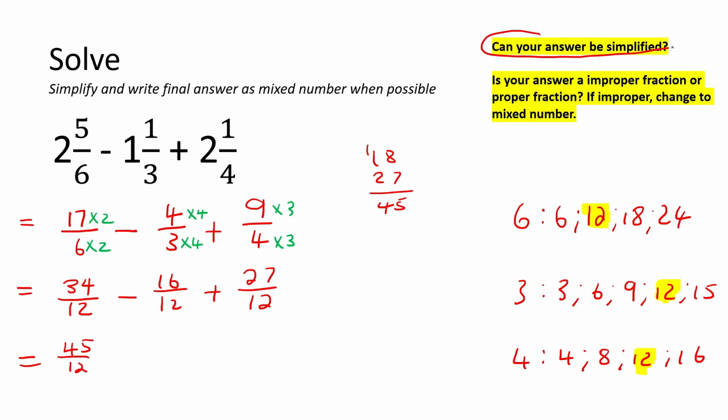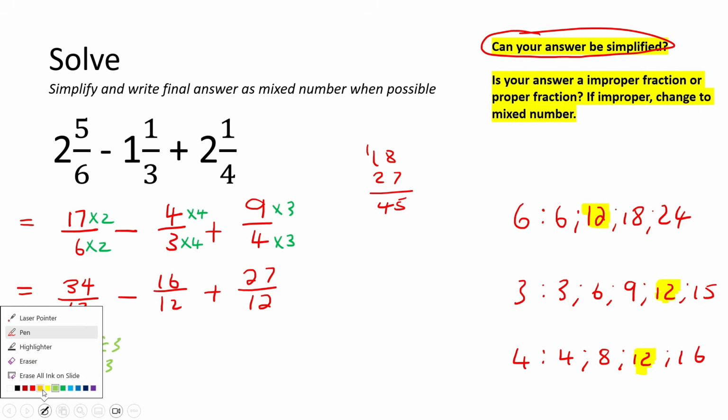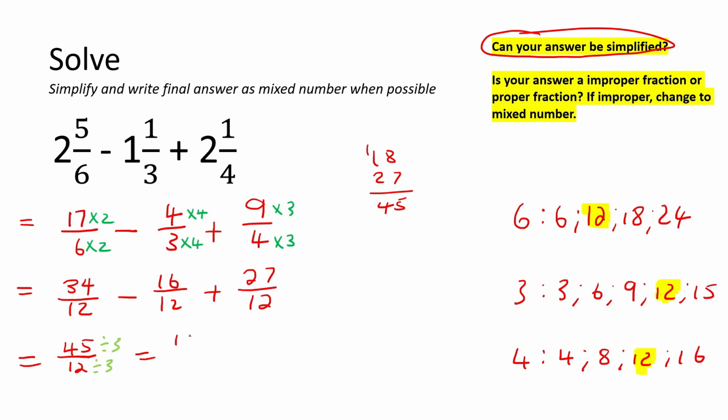Now remember, can your answer be simplified? Yes. The number 3 can go into both of these. So we're going to divide by 3 at the top and the bottom. And so that's going to become 15 over, what is 12 divided by 3? That is 4, okay? Now, can you simplify it any further? No, you can't. Now, is your answer an improper fraction? Yes, it is. When the number at the top is larger, that is an improper fraction. So we need to change it to a mixed number.